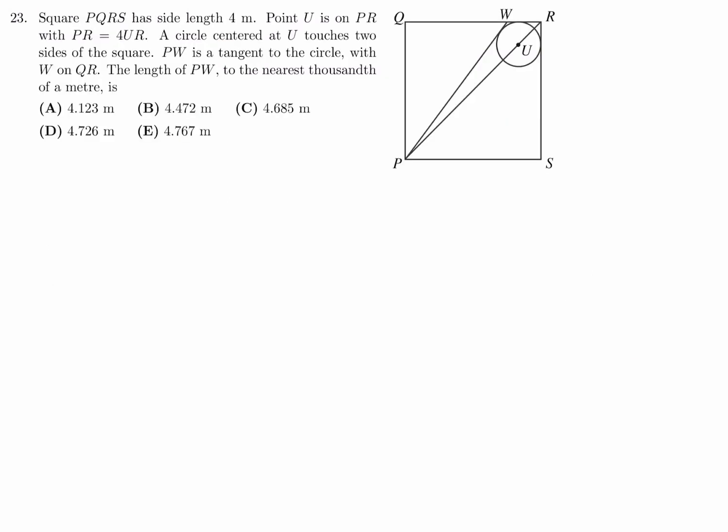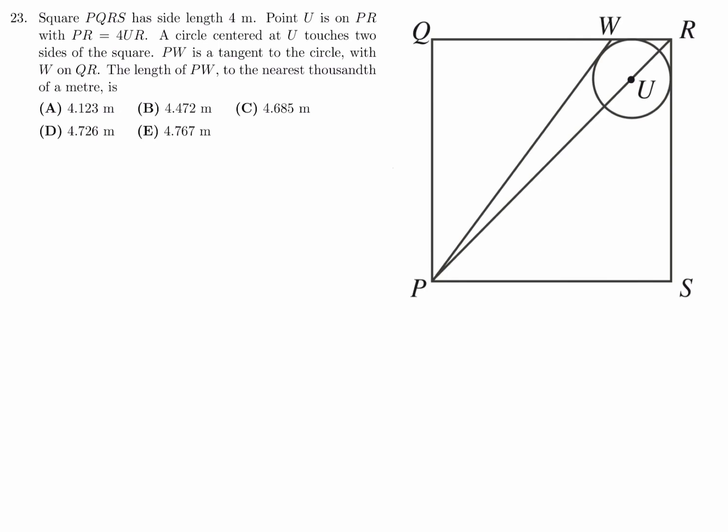Square PQRS has side length 4. Point U is on PR, with PR equal to 4UR. A circle centered at U touches two sides of the square. PW is tangent to the circle with W on QR. The length of PW to the nearest thousandth of a meter is.